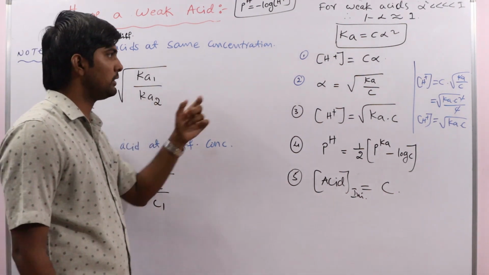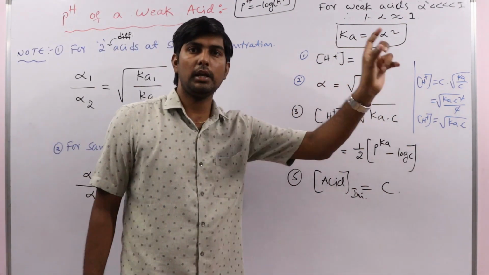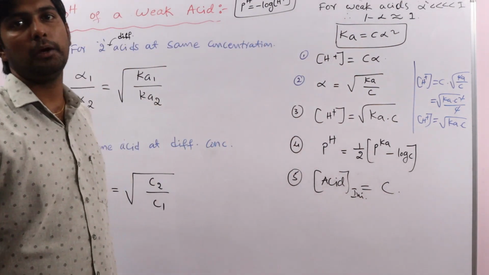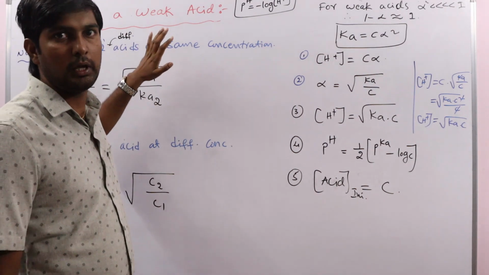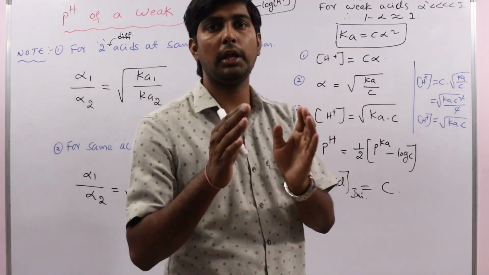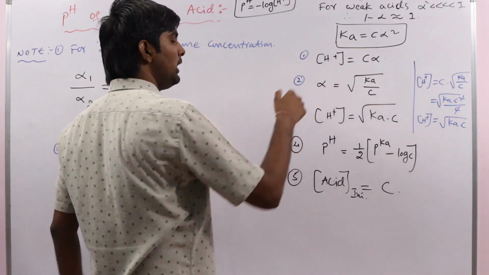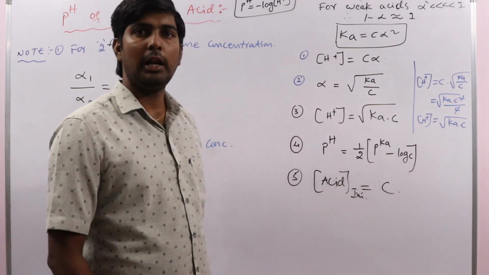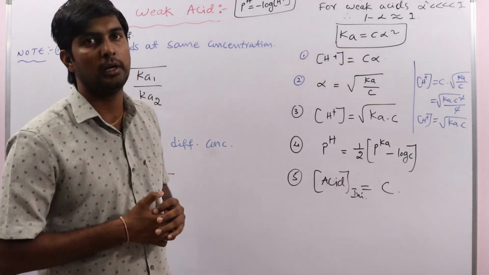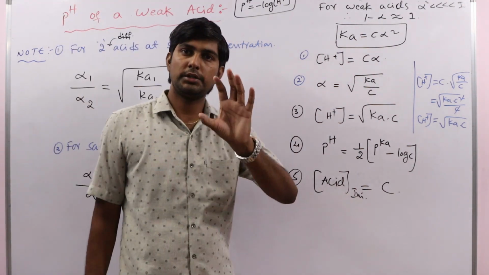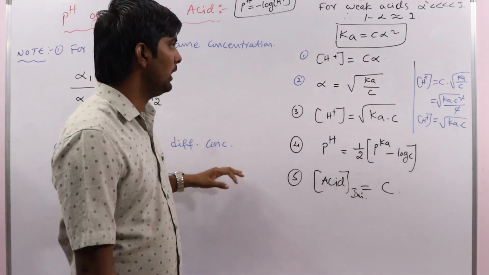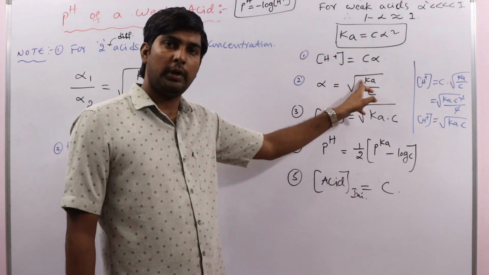Same acid means, remember that the Ka value is fixed for a particular acid at a particular temperature. Whatever the concentration of the acid, no problem. If you maintain the same temperature, the Ka value is fixed. Already we discussed that the equilibrium constant depends only on the temperature. Yes or no? At constant temperature, whatever the concentration of an acid, the Ka value is fixed.